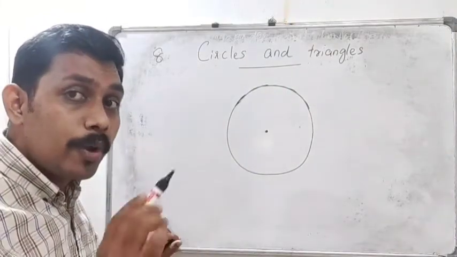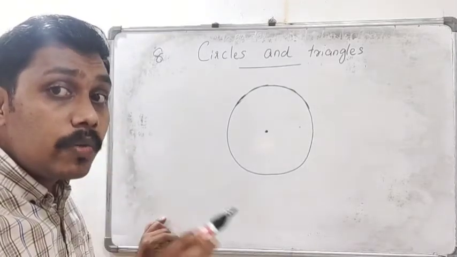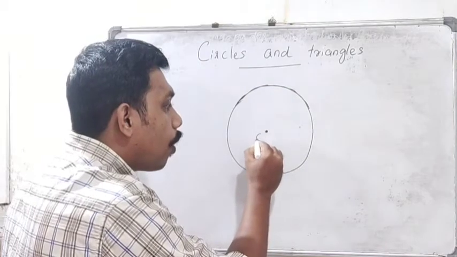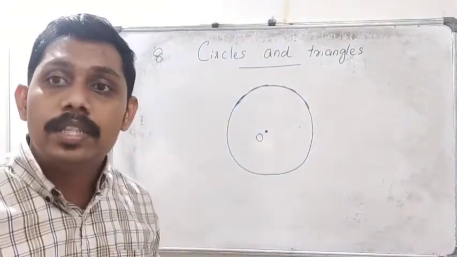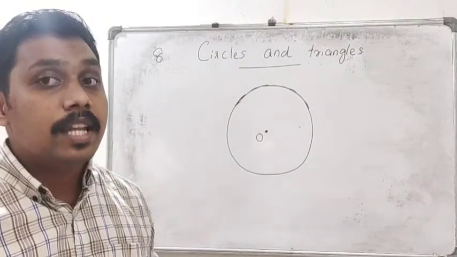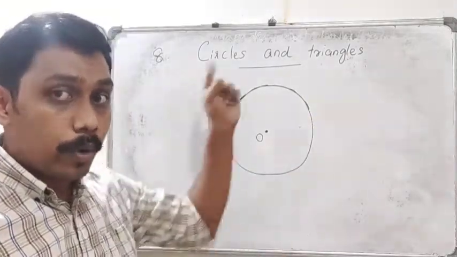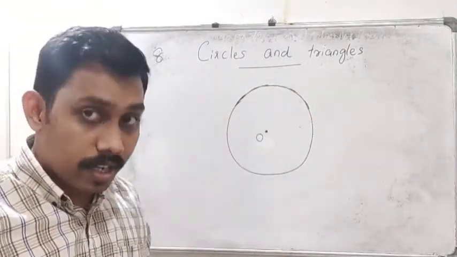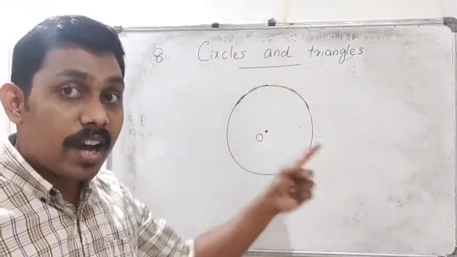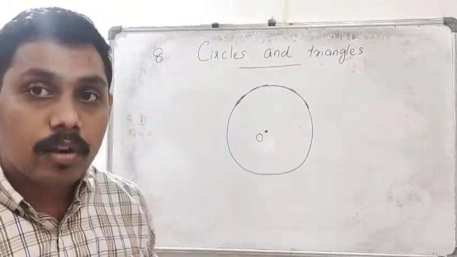All these points are equidistant from a fixed point. That is called O, or the center of the circle. That is very important. What is the center of a circle? In a closed curve called a circle, all the points are equidistant from a fixed point. That fixed point is called the center of the circle.